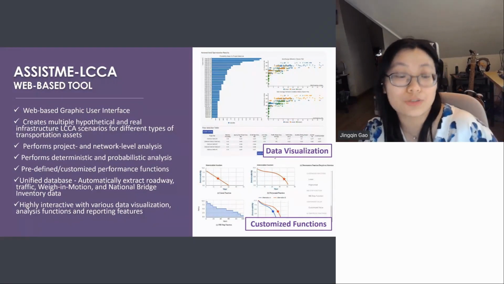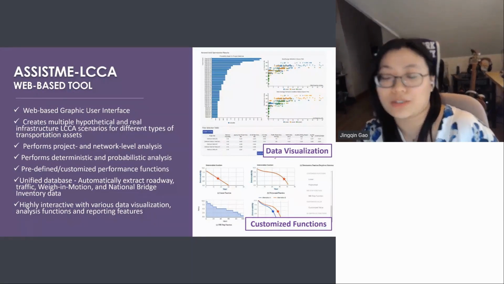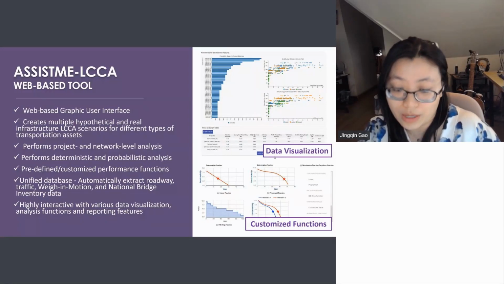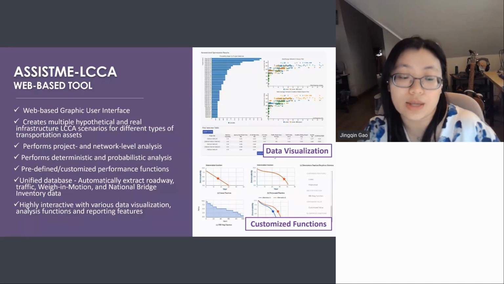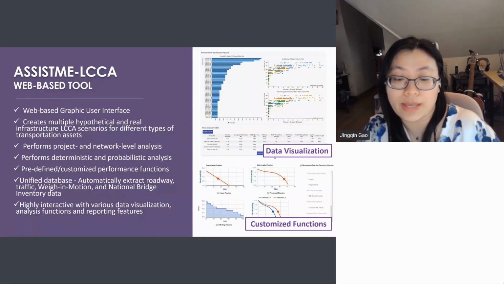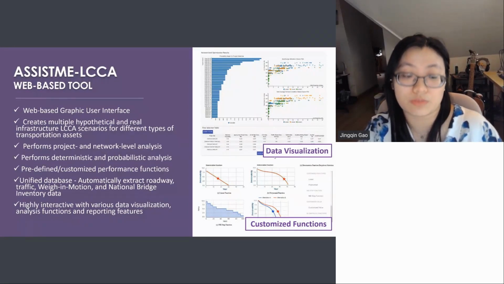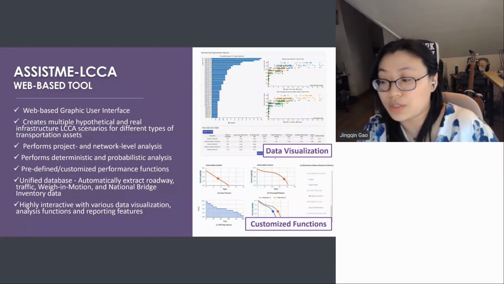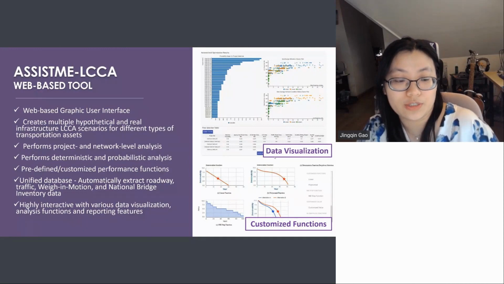So first of all, it allows users to create multiple hypothetical and also real infrastructure LCC scenarios. It can perform both deterministic analysis as well as probabilistic analysis that accounts for uncertainties. And these uncertainties are especially important for new materials that may have a higher uncertainty in terms of material cost, construction cost, and performance. It is highly interactive with various data visualization, analysis functions, and also reporting features.